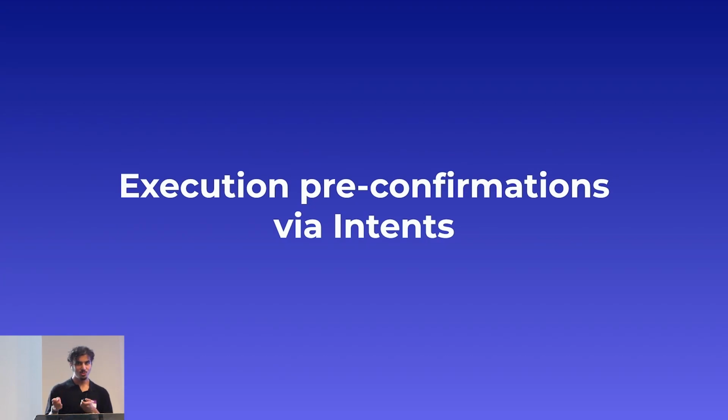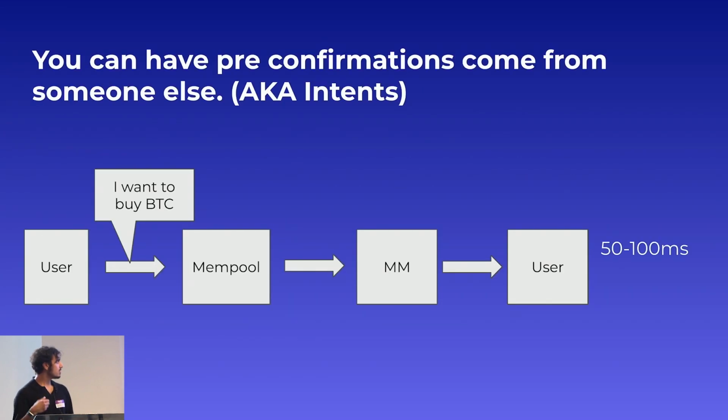But here's this cool idea where we can change this up a bit. We can actually get execution pre-confs from someone who isn't the next block proposer, which becomes useful. And this will map onto the notion of intents, if you're familiar with them. A user wants to buy Bitcoin, and they send this transaction to the mempool. Then some market maker sees it, and then can send a signed thing back to the user. So now this flow can happen in 50 to 100 milliseconds.